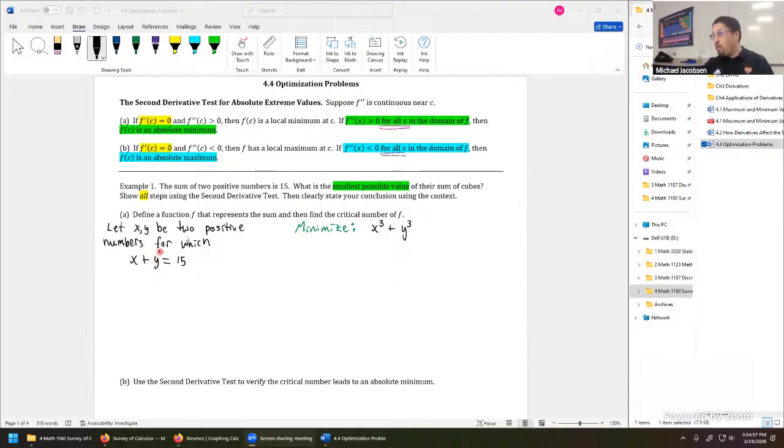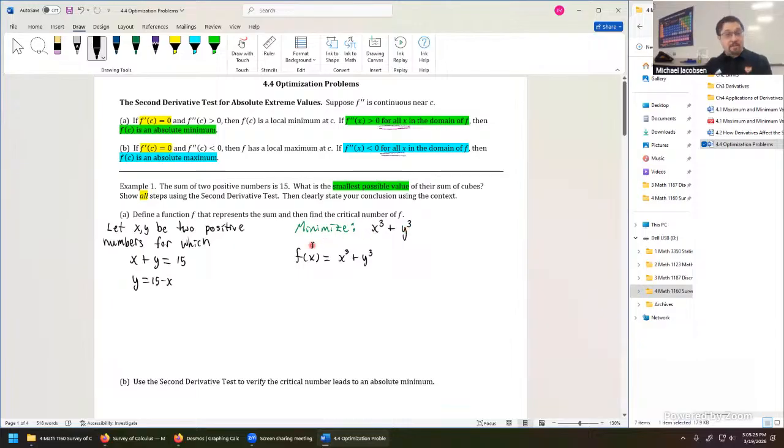Say if you solve this one for y, you would get that y equals 15 minus x. And then once we have that, it's kind of like your suggestion. Now we know a value for y in terms of x, and you can take that entire value and plug it in over here. So using y equals 15 minus x, we can say f of x is going to be x cubed plus y cubed.